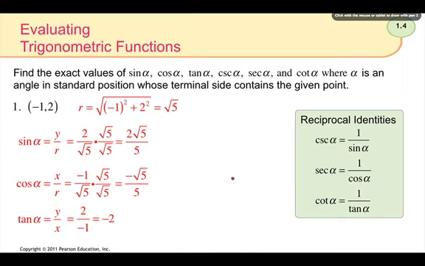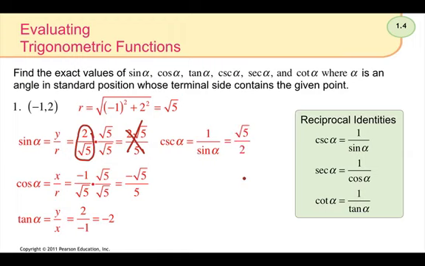So if I want to find cosecant of alpha, all I need to do is work with the reciprocal identities. So cosecant of alpha is going to be the reciprocal of sine of alpha. Here's the ratio that I'm going to be working with. I don't want to work with this one. I want to work with this one, because if I get the reciprocal of this, I end up with the following. If I work with this one, I'm going to have to rationalize it again. You still get the same answer, but this is faster. Cosecant of alpha is radical 5 over 2, just the reciprocal of this.